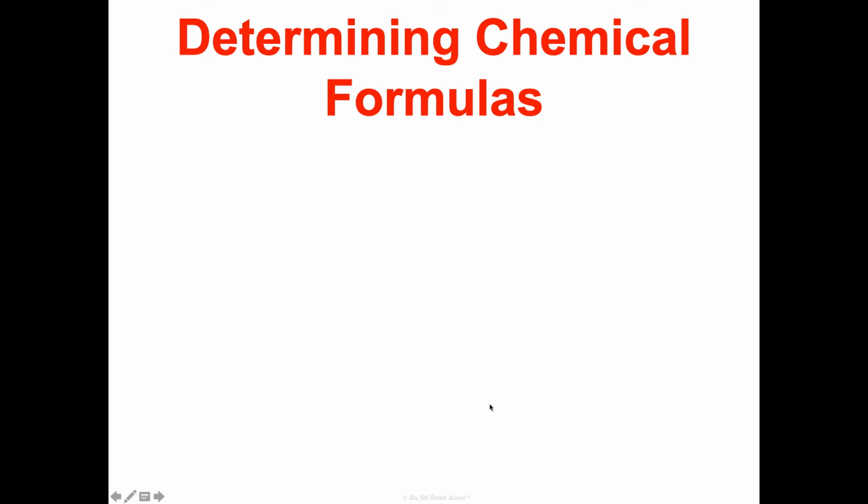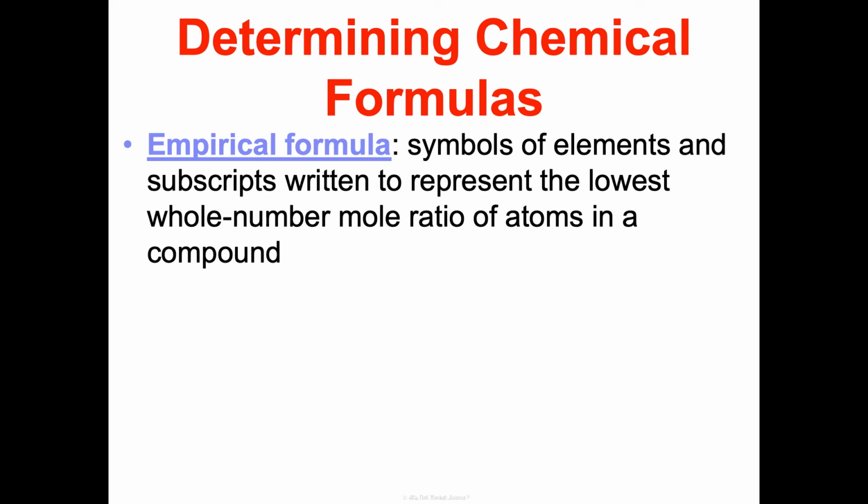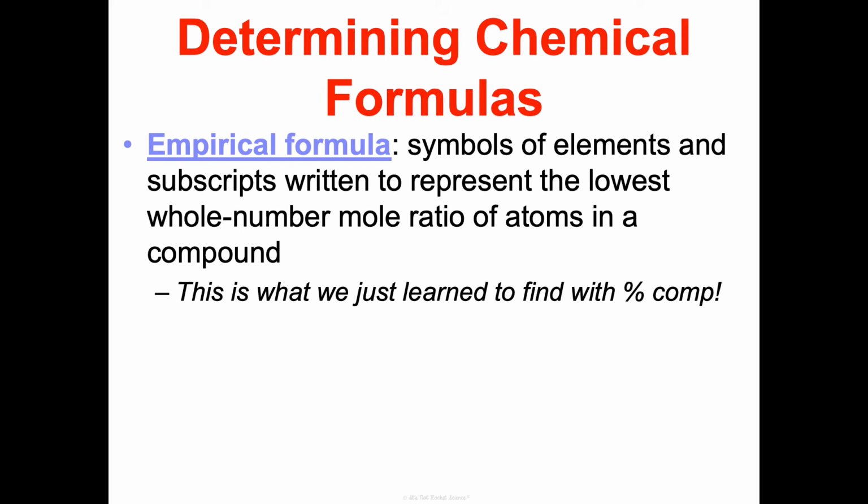Now, the last thing we have to add on here, if you're like, wow, this is too much, I know it's a lot, but I promise with practice, you can do this. There's a difference between the empirical formula and the molecular formula. So empirical formula is the symbols of elements and subscripts written to represent the lowest whole number mole ratio of atoms in a compound. So that's what we just did. You just found the empirical formula.